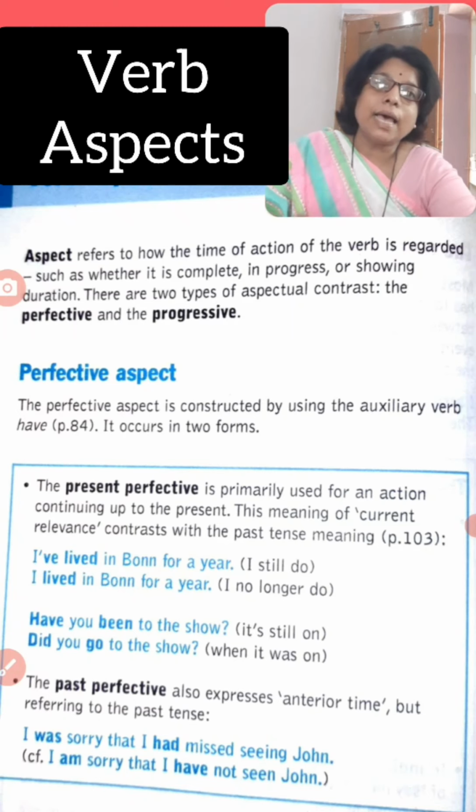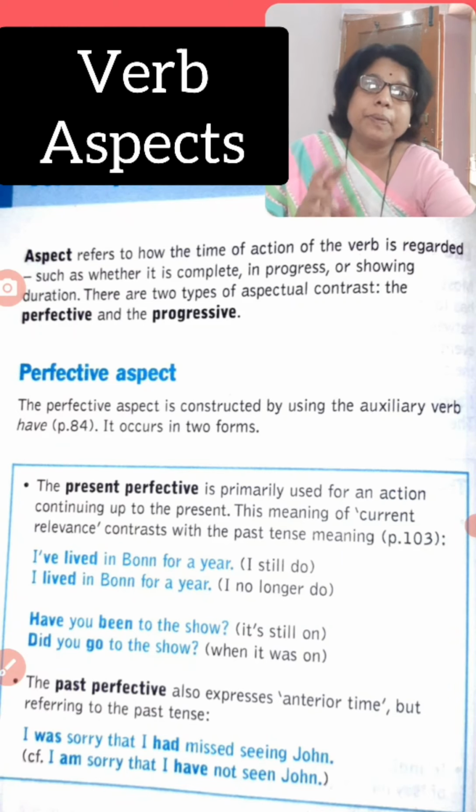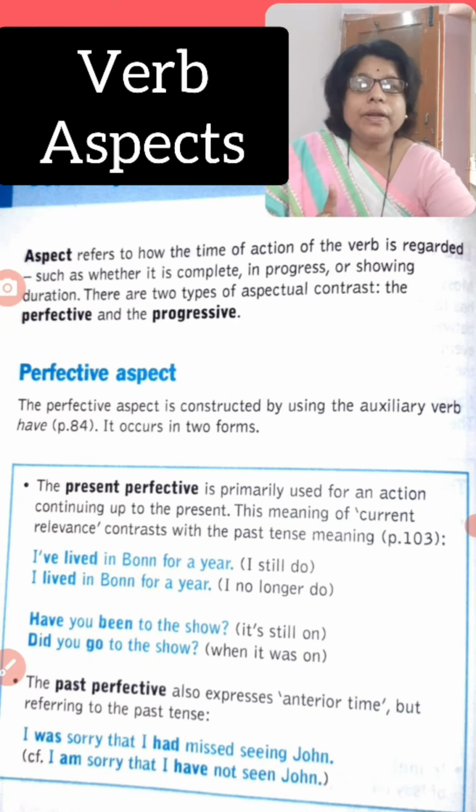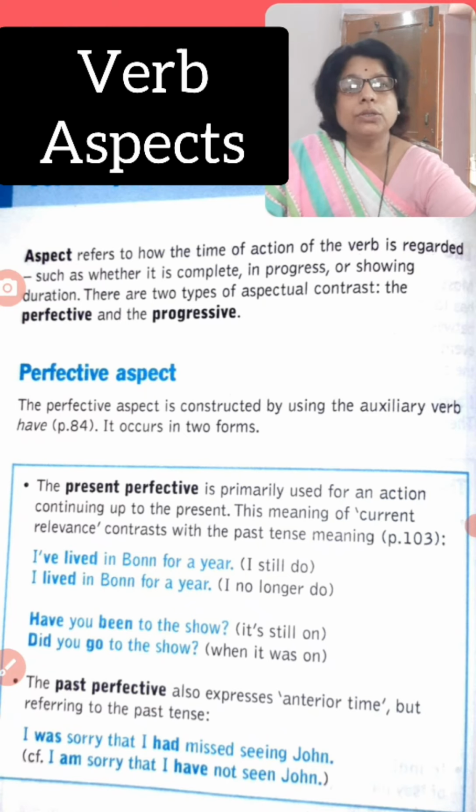And this aspect, that is perfective aspect, is of two types. Number one, the present perfective. As you see on your screen there is a table. There is actually a square, and in that block you can see two types of the perfective aspect. Which are those? The present perfective and the past perfective.